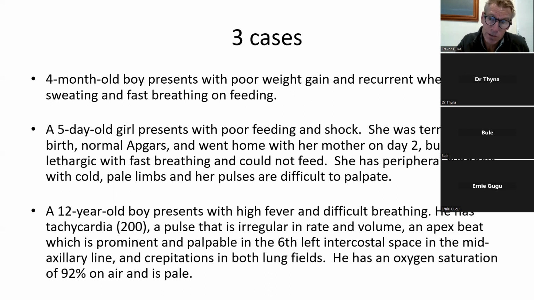So the three cases, I'll just very briefly explain them, and then we'll go through the different types in detail. The first one is a 4-month-old boy who presents with poor weight gain, so failure to thrive, and recurrent wheezing. He has sweating and fast breathing on feeding. And that's the clinical presentation.